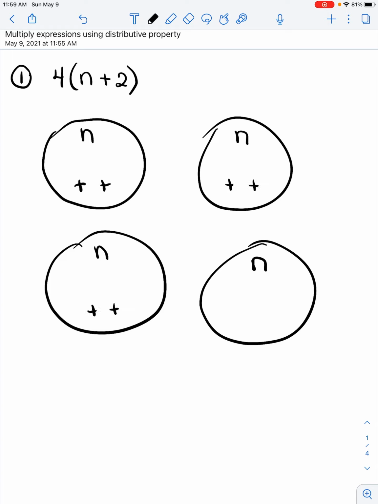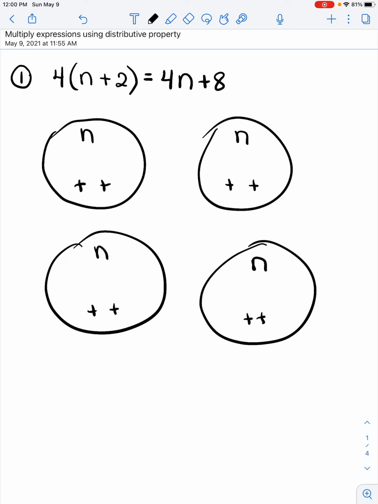Okay? And if you look at this model, you will see that it shows 4 groups, and each group has an n and plus 2 pluses. Okay? Now, in order to expand this, I'm just going to total up everything in all 4 of the groups. So I have 1, 2, 3, 4 n's. And I have 2, 4, 6, 8 pluses, which would be plus 8. And that's how we expand.